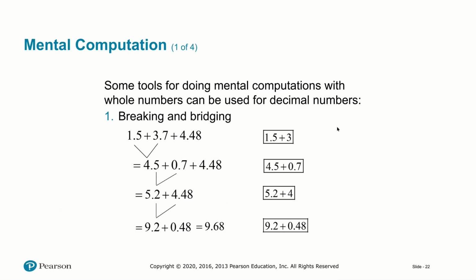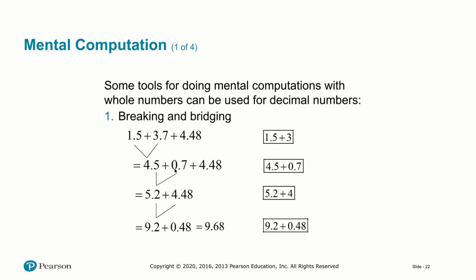All right, there are some mental computation techniques that are good to have in our arsenal. And some of the techniques we've already used with whole numbers, we can use with decimals as well, such as breaking and bridging. So notice here, we want to add 1.5 and 3.7. So we go ahead and take care of the 1.5 plus 3, just the whole number part. That gives us 4.5. That leaves us a 0.7, which we make sure we bring down, and then plus 4.48, right?